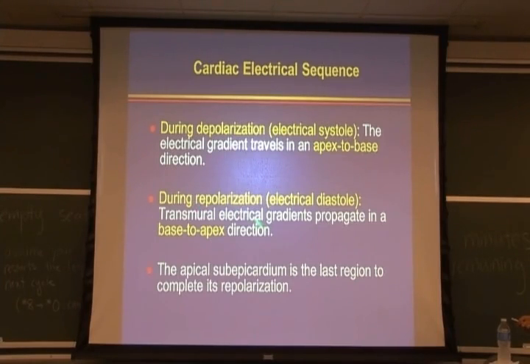During repolarization, when the heart relaxes, it's entirely opposite. The electrical sequence starts from the base and goes towards the apex, but it goes from endocardium to epicardium against the same sequence. And the last part which becomes repolarized is the subepicardial region at the apical region.